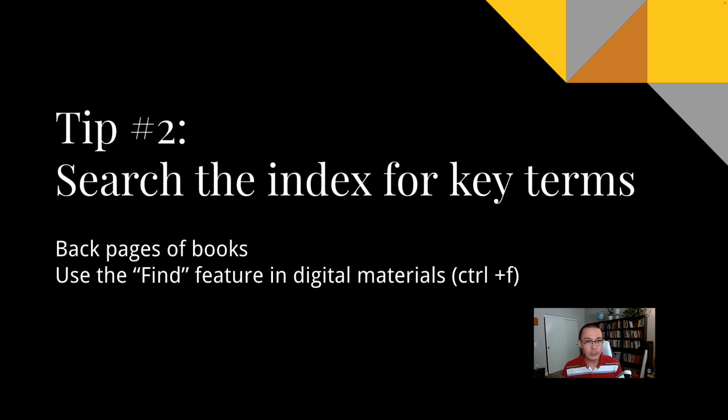If you're using a digital book or other kind of digital source, you can use the equivalent of the index by using the find feature. So depending on your computer or device, Control F will bring up a search tab and you can just type in the keyword you're looking for and it will automatically highlight all of the occurrences of the word.